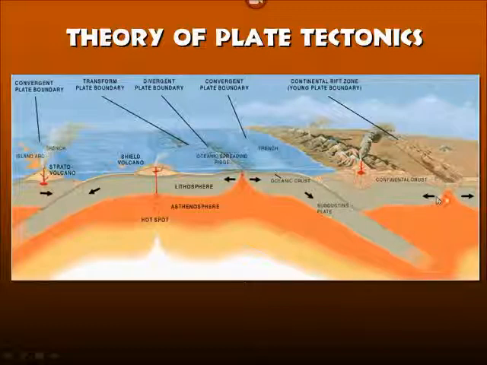Some move apart from each other, like here, these two continental plates moving apart, forming a rift valley. These two plates here are moving toward each other, creating a subduction zone, subducting underneath, and as that plate goes underneath, it melts and comes up to make a volcanic range of mountains. Also, there's a trench right off the shore there.